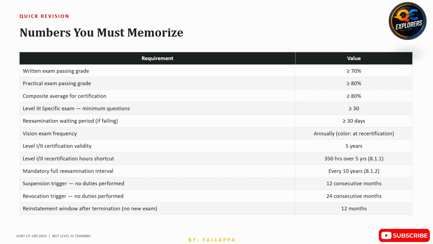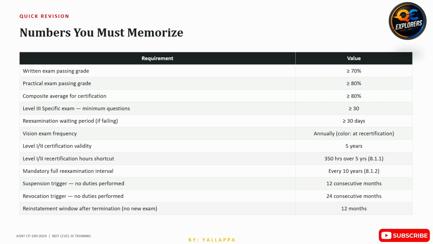Next, remember that the Level 3 specific examination must contain a minimum of 30 questions. This is the minimum examination size specified by the standard for evaluating knowledge of the employer's procedures, products, codes, and specifications. Now, let's review the re-examination requirement. If a candidate fails an examination and does not complete additional documented training, the minimum waiting period before re-examination is 30 days. In addition, the re-examination cannot use the same examination paper or practical specimen that the candidate previously failed.